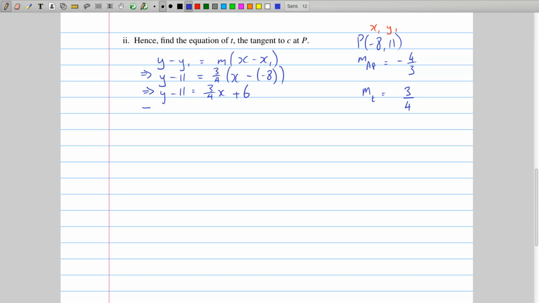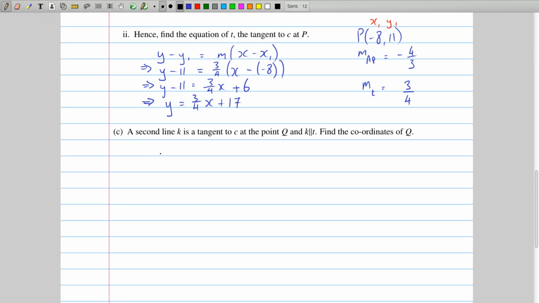You could leave it like that, but they want the simplest answer possible, and it's kind of typical to represent it in a particular form where you've got y equals something times x, and then you've got a constant afterwards. So this is going to be a 6 plus an 11, which is 17.